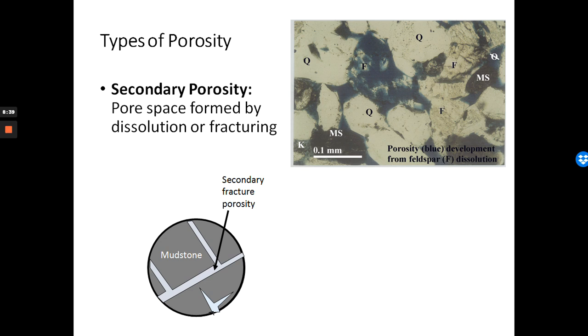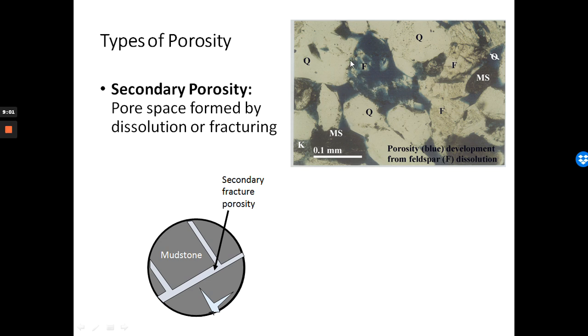Right? So you also have these lithic fragments, MS. So these are mudstone grains. And then you have the blue colored epoxy filling in the pores. So the blue parts here represent porosity, okay? So this is porosity.